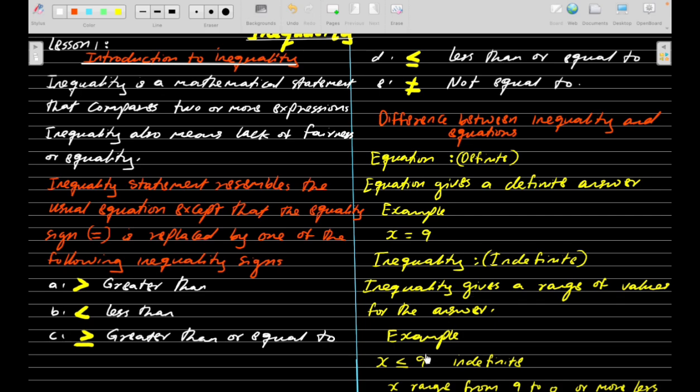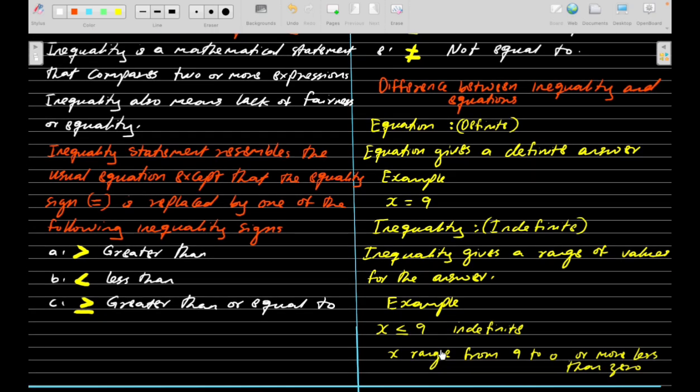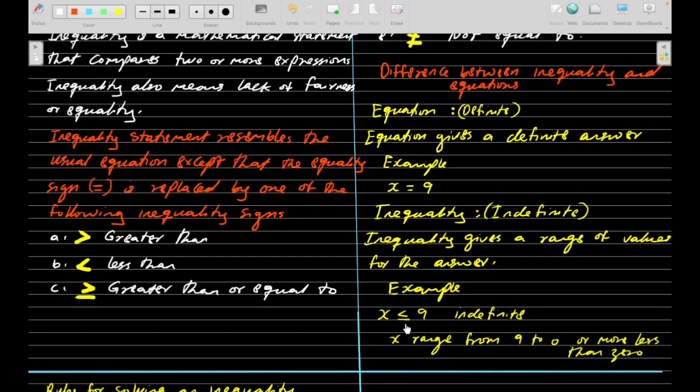Example, we can have x is less than or equal to 9. That is, your answer ranges from 9 downward. And this is indefinite because there is more than one answer.